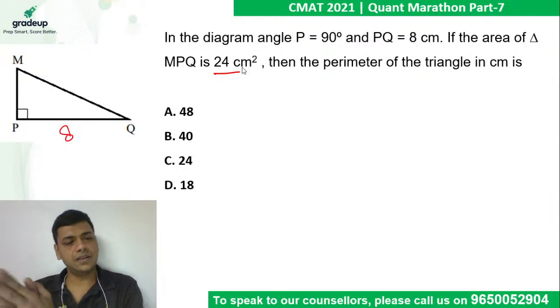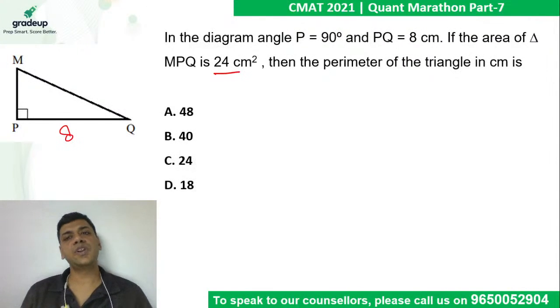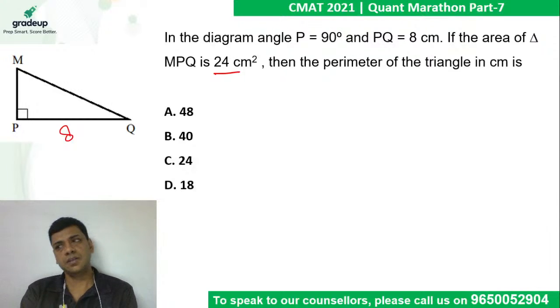So there is a triangle which is given to you. One of the angles is given. One of the sides is given.